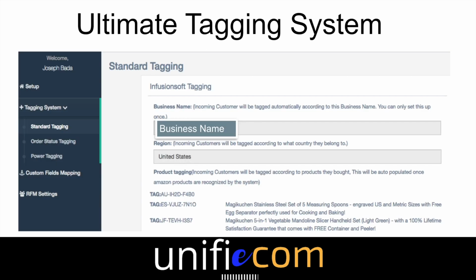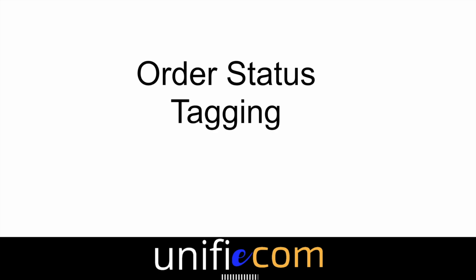This is how it looks in the UnifieCom dashboard, where you will have the business name and you can see the region, which is United States, and then based on the products, it takes the SKU of the product and adds that into the Infusionsoft system. Another tagging system we have got is based on the order status.